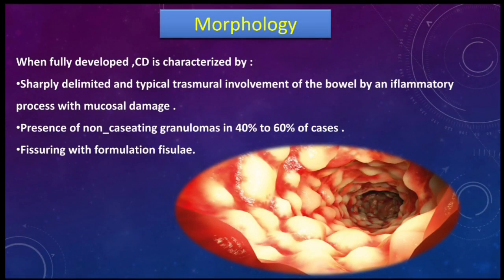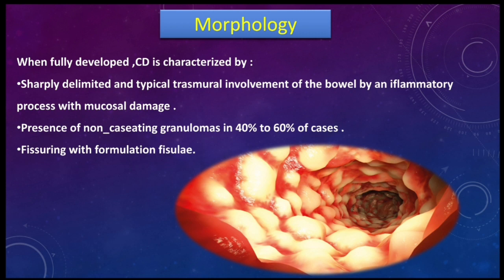In this seminar, honestly, we will emphasize the pathohistological features of Crohn's disease. It is characterized by, first of all, sharply delimited and typical transmural involvement of the bowel by an inflammatory process with mucosal damage. We have a presence of non-caseating granuloma in 30 to 60% of cases. We have fissuring with the formation of fistulas.